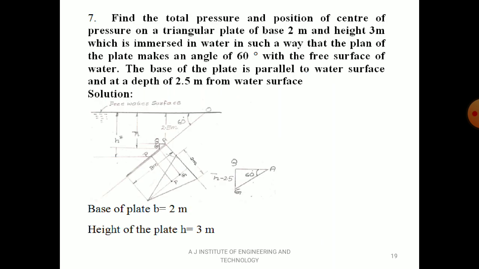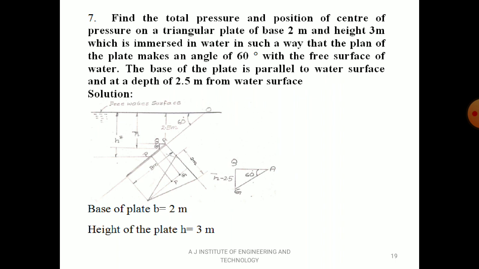Next, seventh problem. Find total pressure and position of center of pressure on a triangular plate of base 2 meter and height 3 meter, which is immersed in water in such a way that the plane of the plate makes an angle of 60 degree with the free surface of water. The base of the plate is parallel to the water surface and at a depth of 2.5 meter from the water surface.